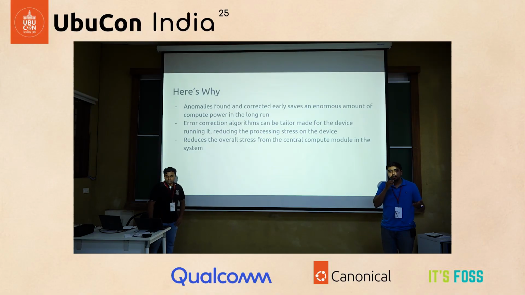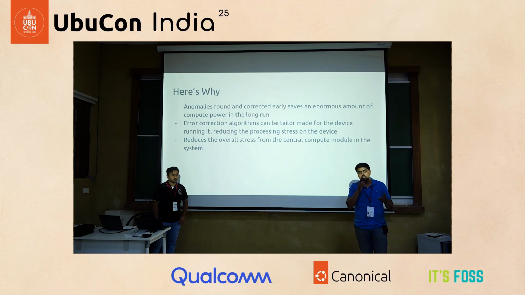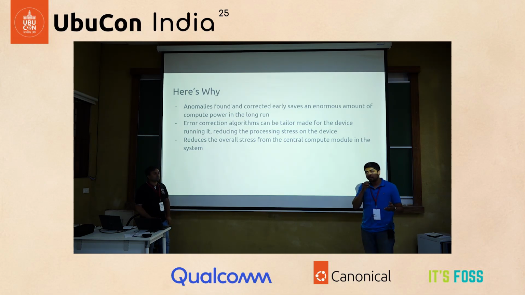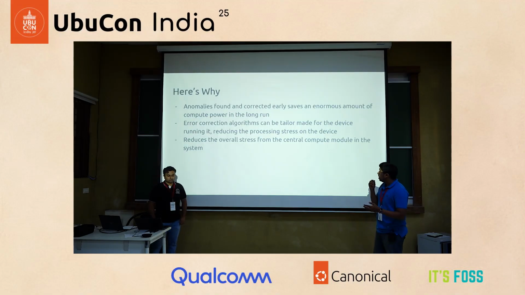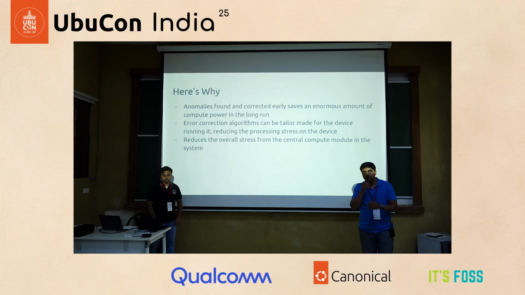Here's why. If you can implement anomaly detection right at the edge, it saves an enormous amount of time and compute power in the long run. Error correction algorithms can be tailor-made for the device, so whatever data you're getting, we can make the algorithm directly for that, and it reduces the overall stress from the entire system.